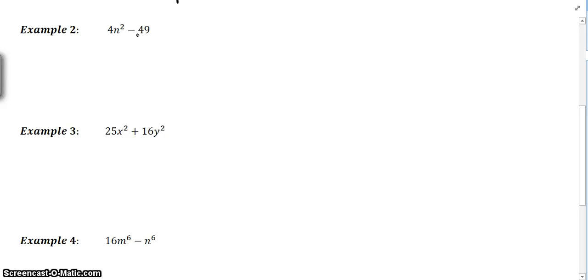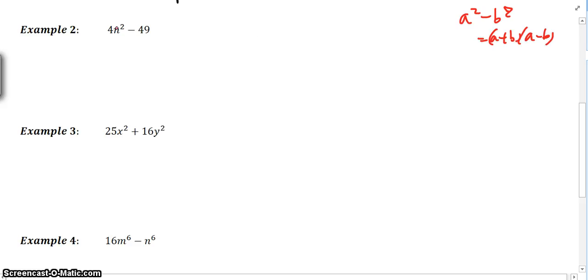4n squared minus 49. I'm just going to take this question a bit more slowly, because it's important to realize that if we want to apply the rule, a squared minus b squared is equal to a plus b, a minus b, we need to be sure that we're using the right things. So what's another way of writing 4n squared? Another way of writing 4n squared is (2n) squared, because if we square the 2, we get 4, and if we square the n, we get n squared.